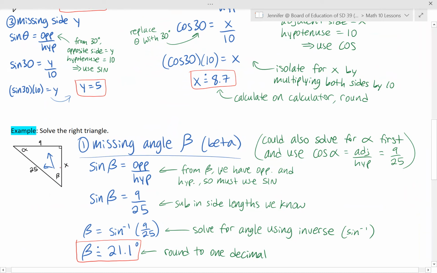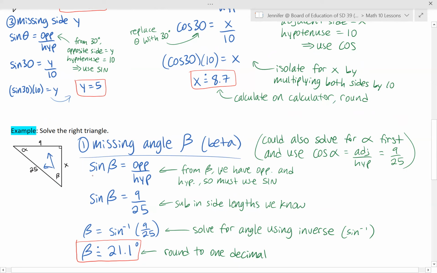So I decided to start by solving for a missing angle, and I decided to solve for beta first. But I've written a note here. You could also have solved for alpha first, and I kind of showed which trig ratio you would use for that. It doesn't matter which angle you solve for first. If I'm solving for beta, from this angle, the two things that I do have are the opposite side length and the hypotenuse.